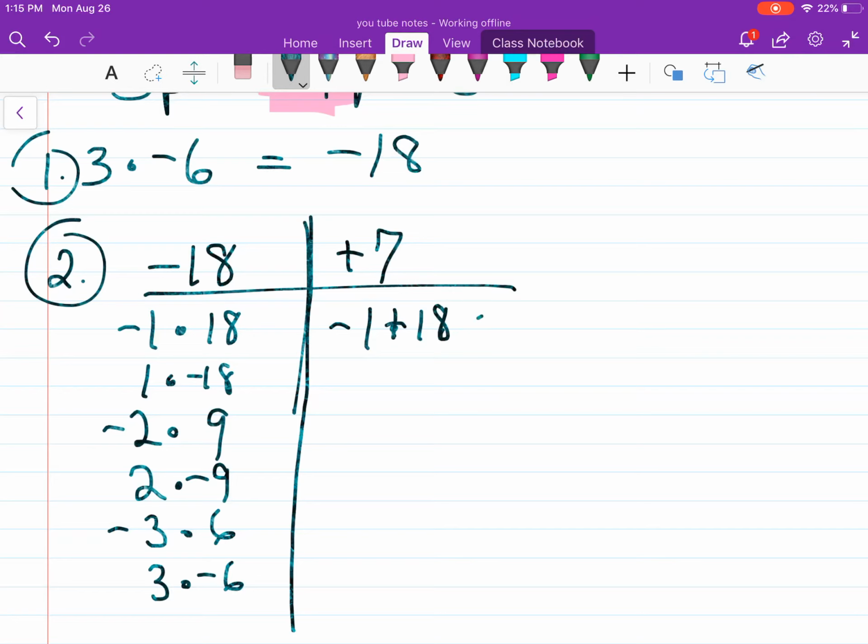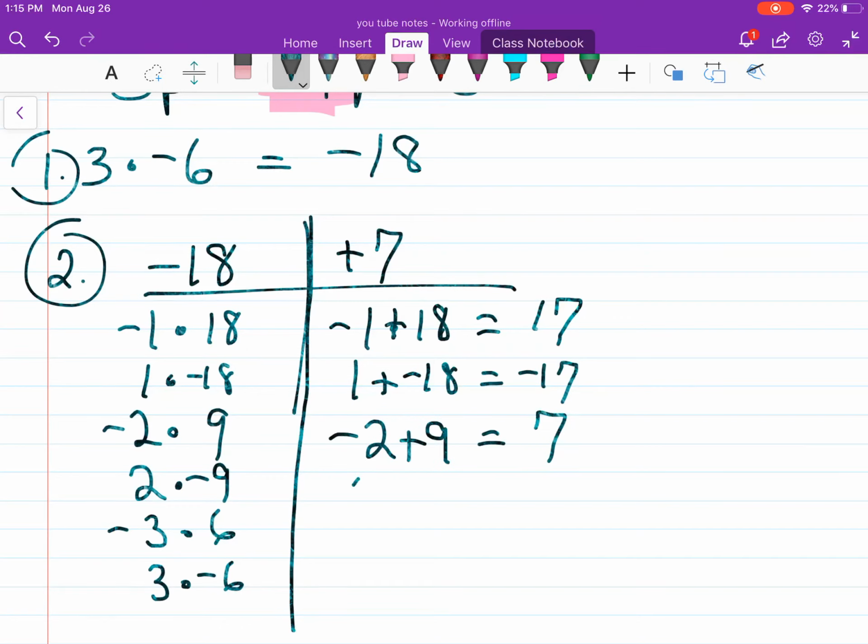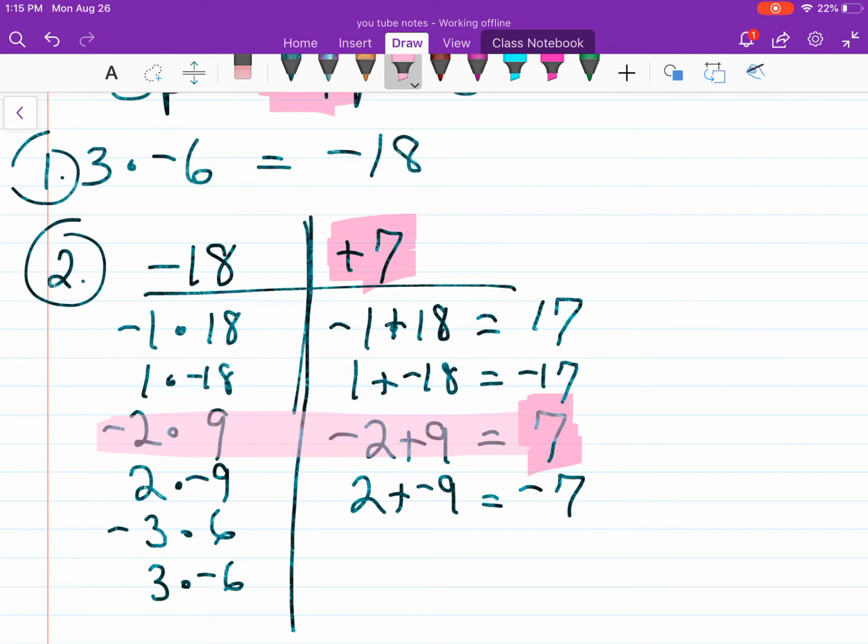1 plus 18, negative 1 plus 18 is 17. 1 plus negative 18 is negative 17. Negative 2 plus 9 is 7, and 2 plus negative 9 is negative 7. Can I stop? Absolutely. I'm looking for a positive 7, and I got it. So my 2 factors are negative 2 and 9.